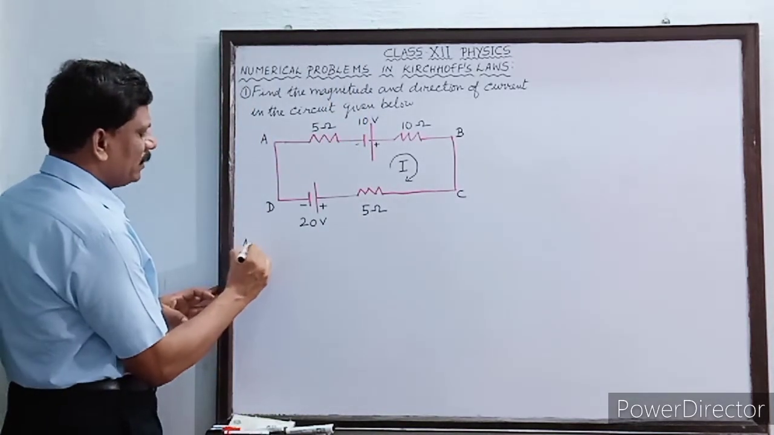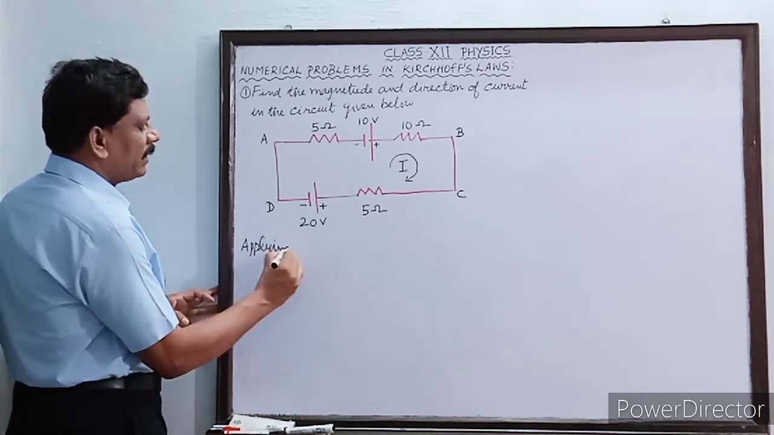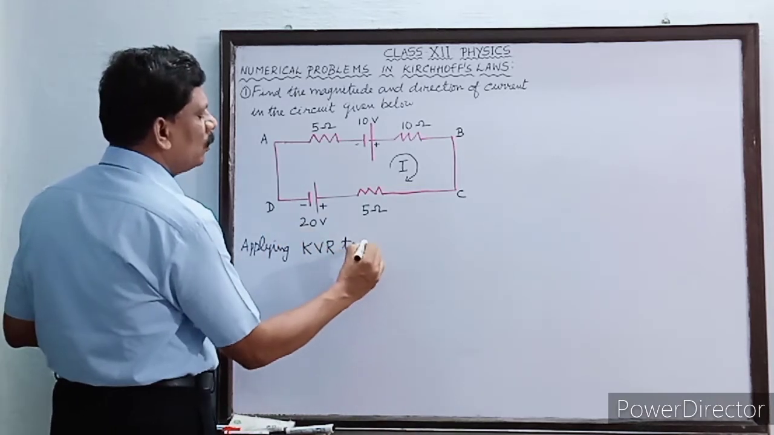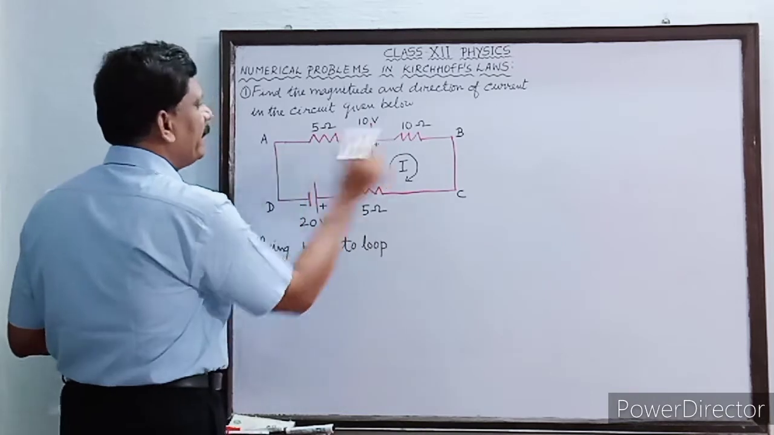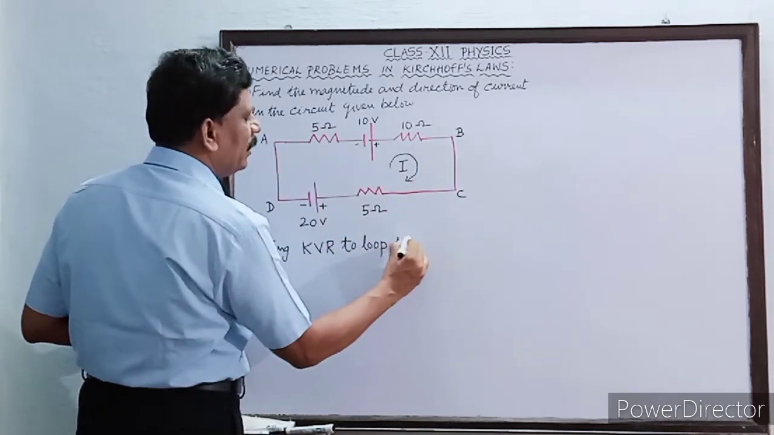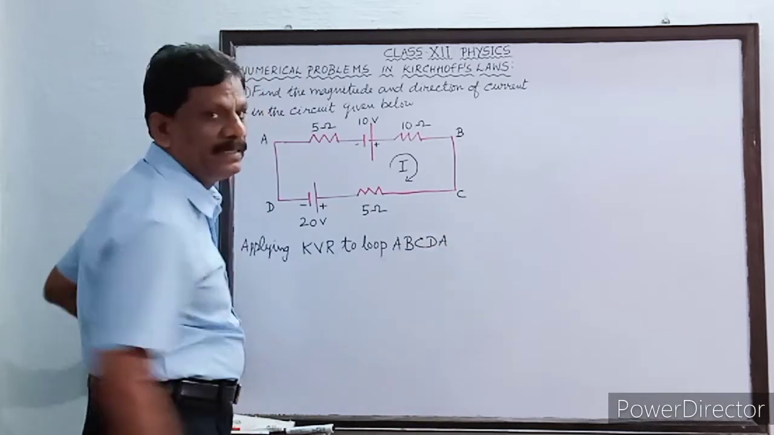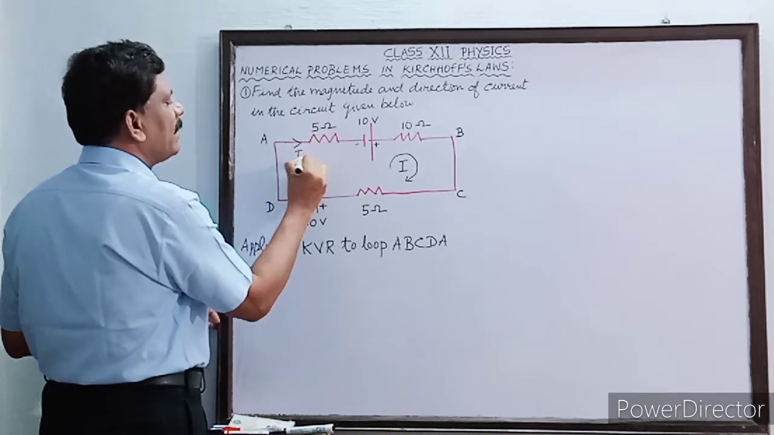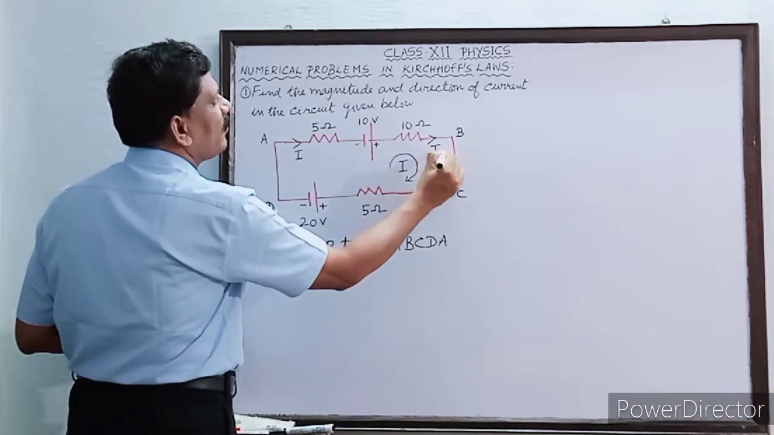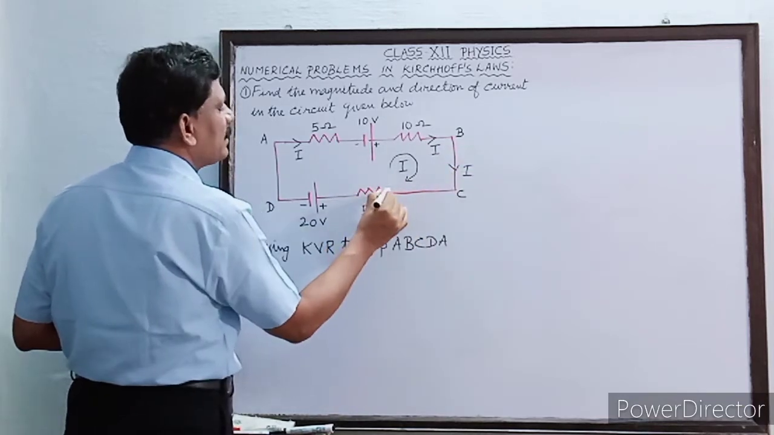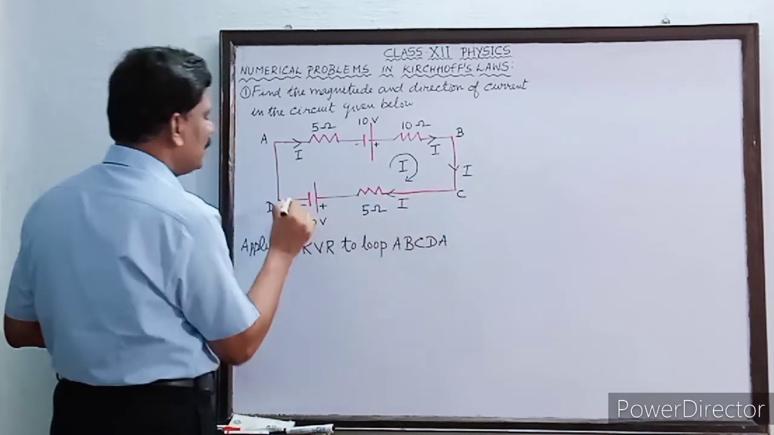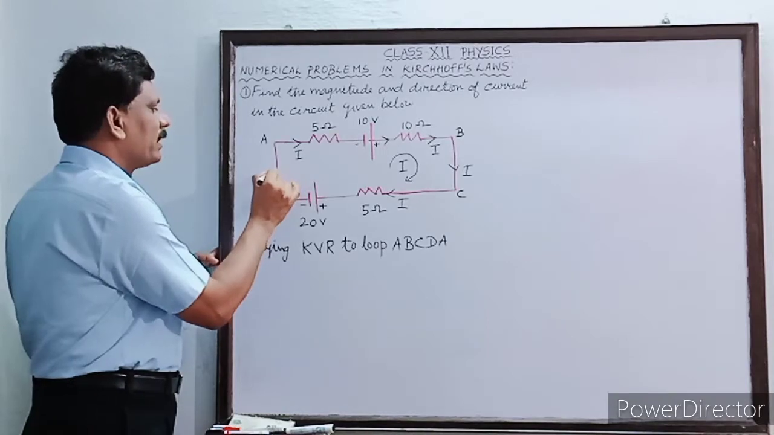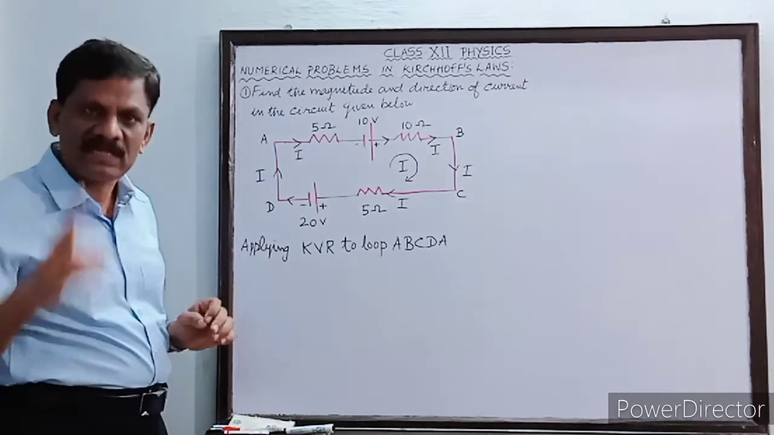So applying Kirchhoff's voltage rule to the closed loop A, B, C, D, A. Starting from A, I have assumed the current is flowing in this direction. So this is I. And through this resistor also current is flowing in this direction, and through this resistor also, the current is clockwise. So like this also you can continue. So this is the direction of the current. You start from A now.